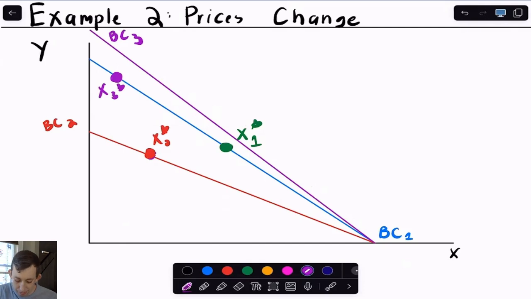Now, on the other hand, just to make this a little more clear, if I choose something like, say, here, suppose I choose X4 star.